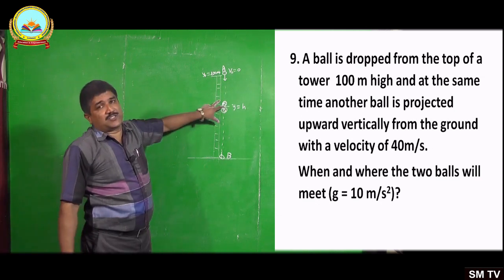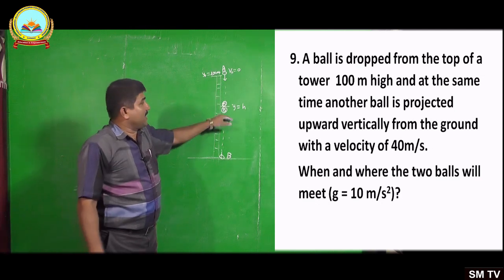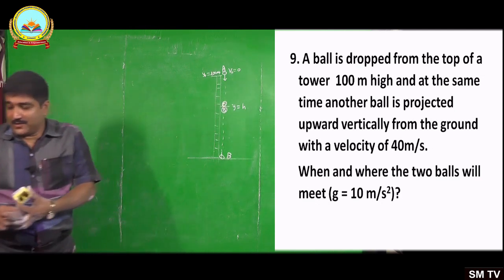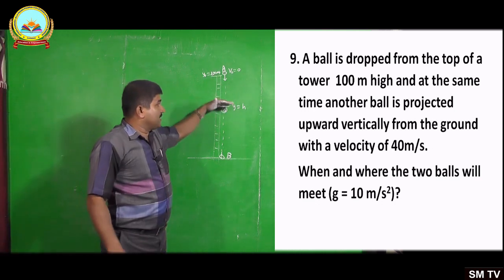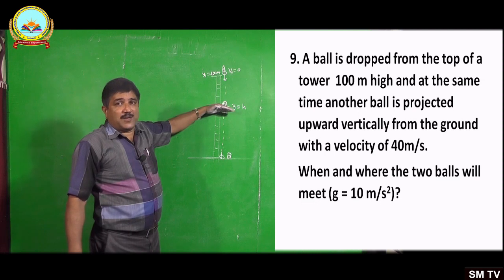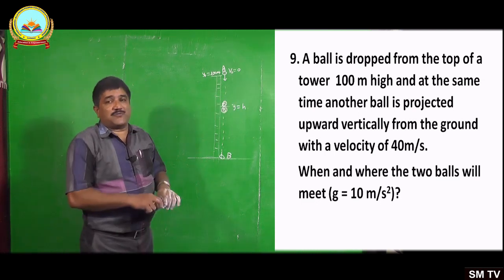When means after how much time, how long it will take for them to meet. And where means at what height the two balls meet. So those two numbers we have to find out: after how much time they meet each other and at what height they meet each other. So these two numbers we have to calculate.